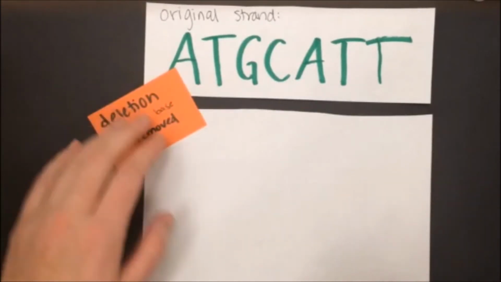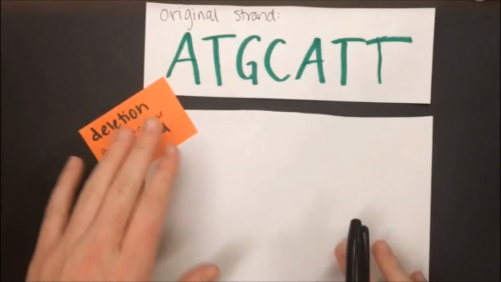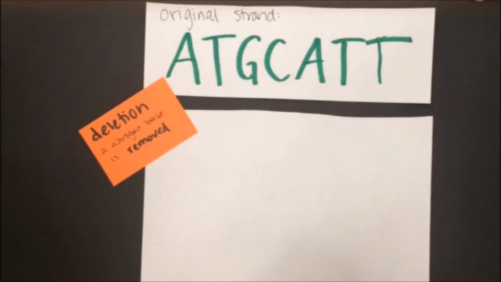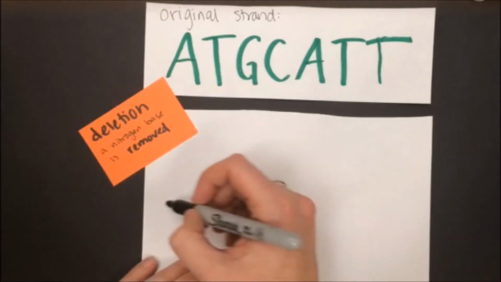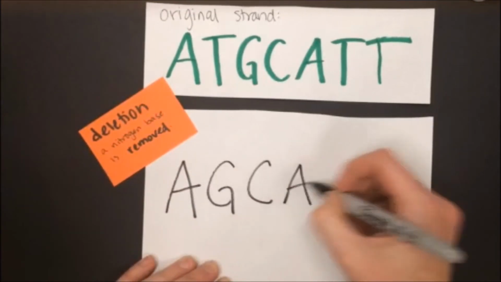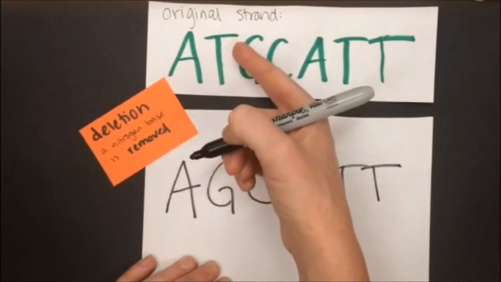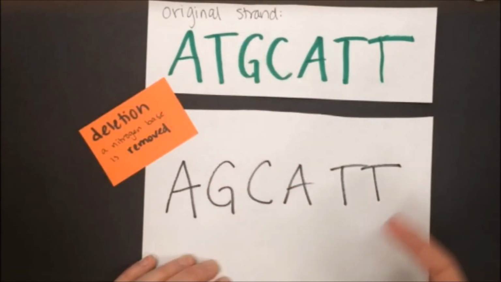A deletion mutation is a lot like what it sounds like. It means that one of the original nucleotides gets deleted or removed. Perhaps the new strand might look like this. Notice that I'm missing that thymine that was in the original strand. It got deleted in my new strand.